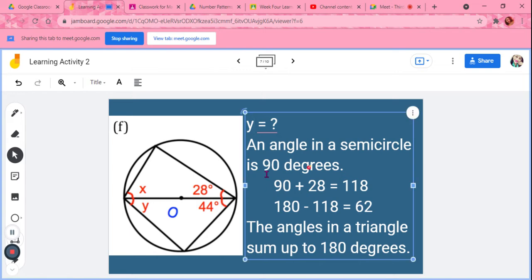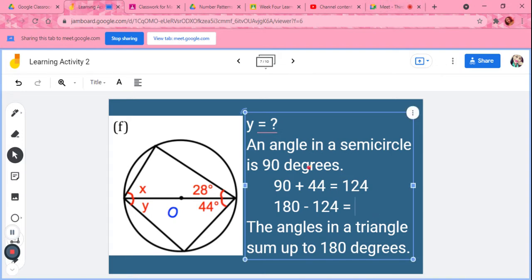So we're going to look for y, and I'm basically going to do the same thing. We're only looking at the bottom half of the circle, and the bottom half talks about y. It has 44, and it also has an angle in a semicircle. So my reason is going to stay the same, with the 90 degrees. I'm going to add it to 44, and what would that give you? 134. And if I subtract that from 180, what would that give you?